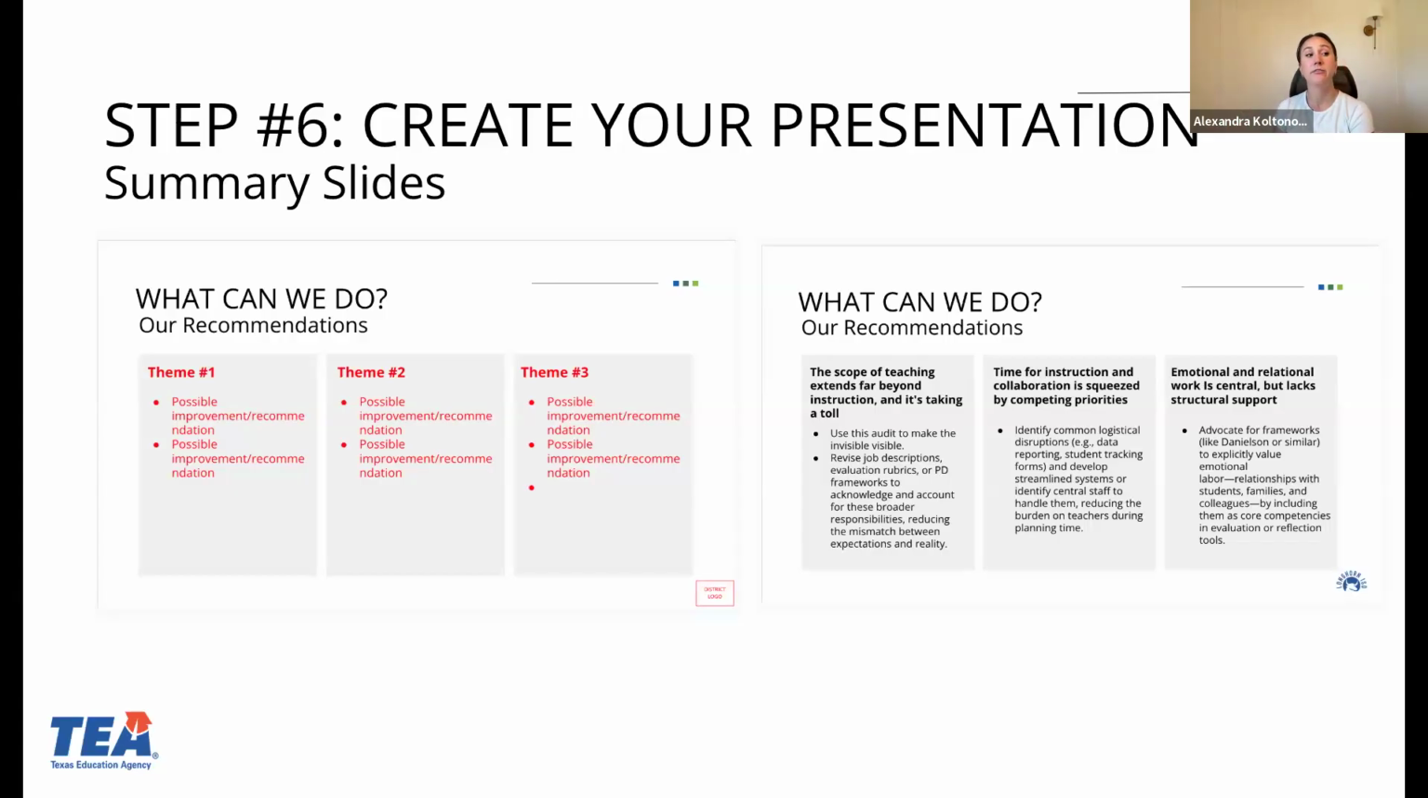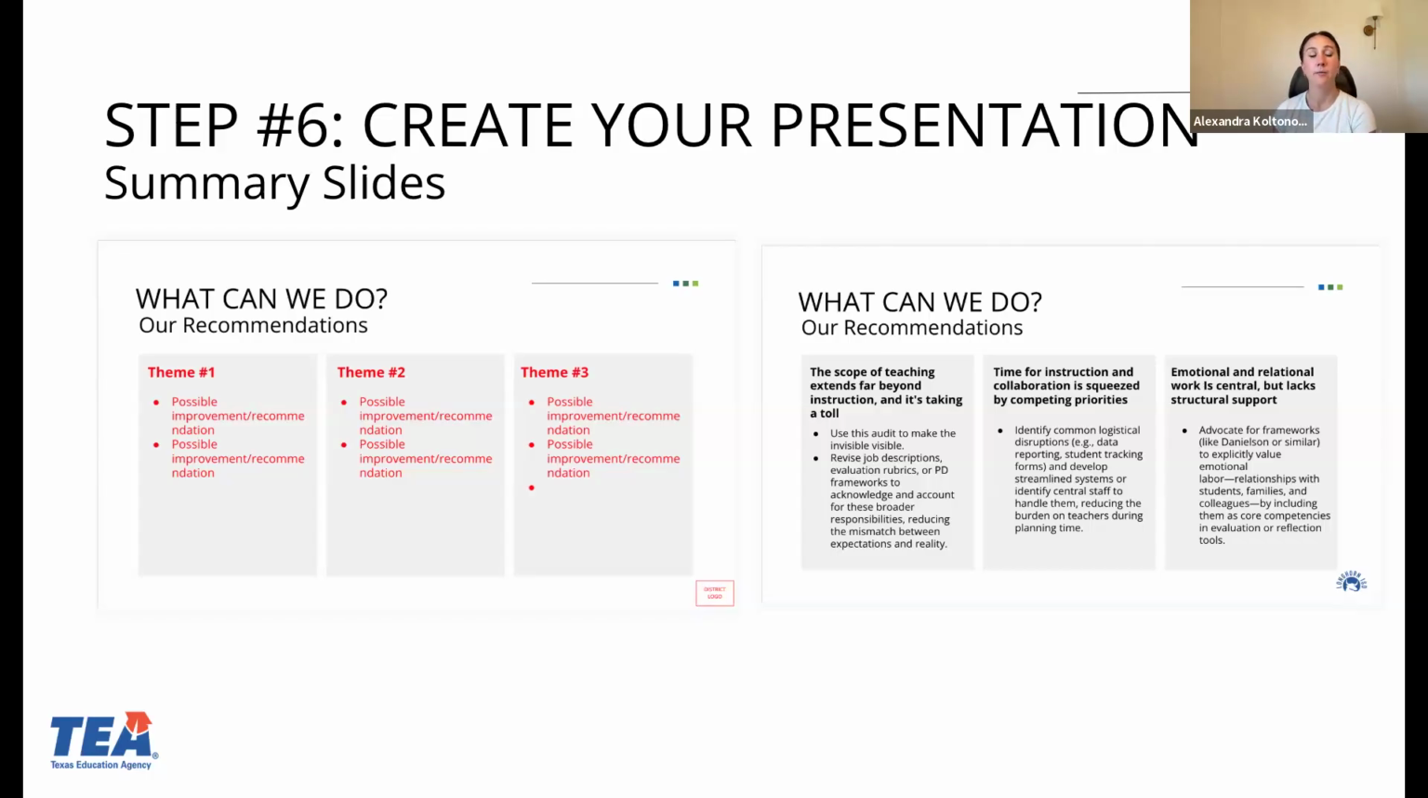The next theme, time for instruction and collaboration, is squeezed by competing priorities. A recommendation, identify common logistical disruptions, examples, data reporting, student tracking. This could be done using expansion of the time diaries, and develop streamlined systems or identify central staff to handle them, reducing the burden on teachers during their allocated planning time.